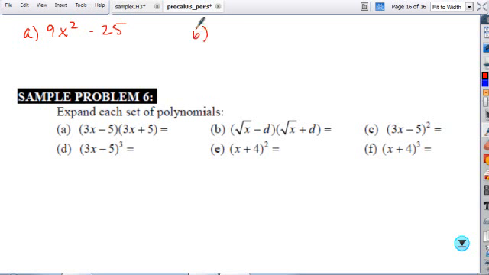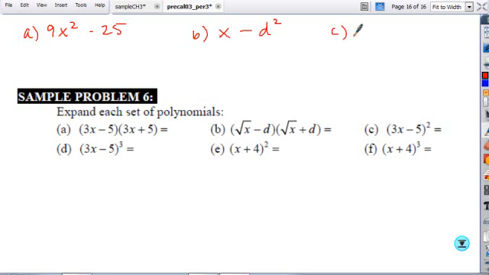Moving to B. Again, we have the sum and difference of terms. It happens to have a radical, but that doesn't change anything. It still fits the same pattern. Sum and difference of terms expands into the difference of squares. So we square the root x. Root x squared is just x, always a minus. We square the second term d. So x minus d squared would be your expanded form for that.